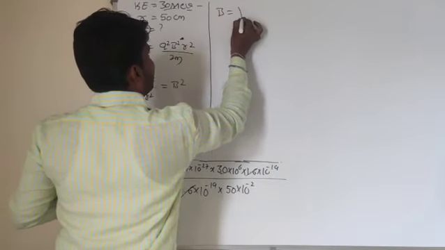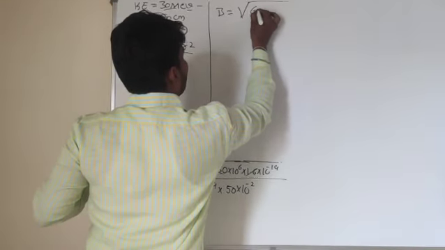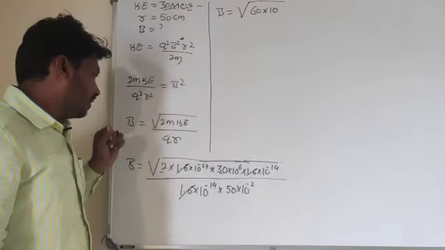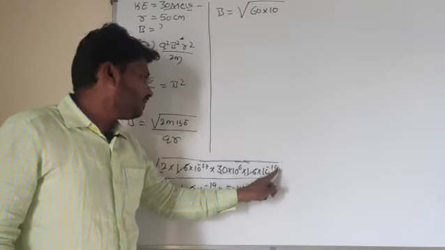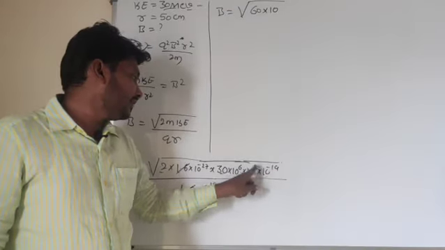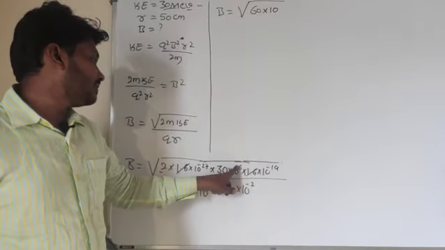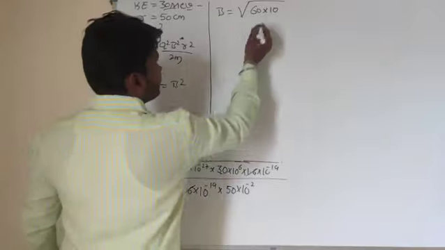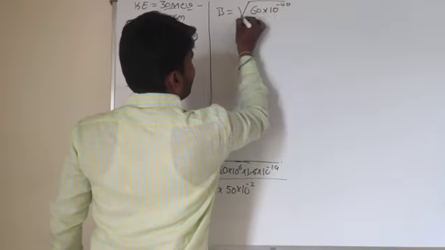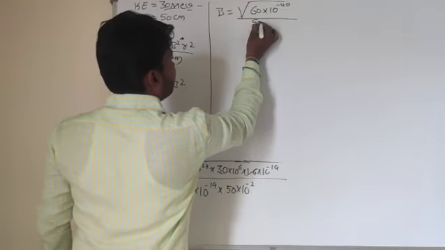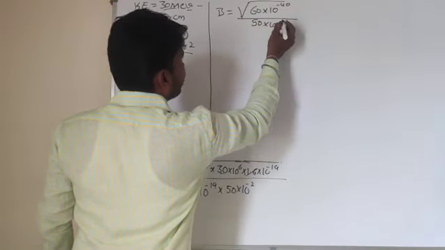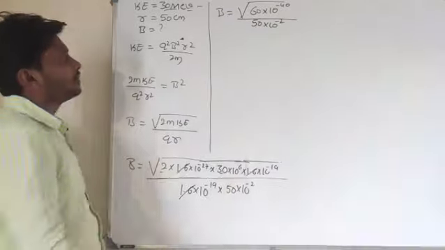B is equal to square root of 60 into 10 to the power of minus 27 plus 6 minus 19. Minus 19 plus 6, 10 to the power of minus 13. Minus 13 minus 27, that is 10 to the power of minus 40 I can take. Divided by, in denominator, 50 into 10 to the power of minus 2.